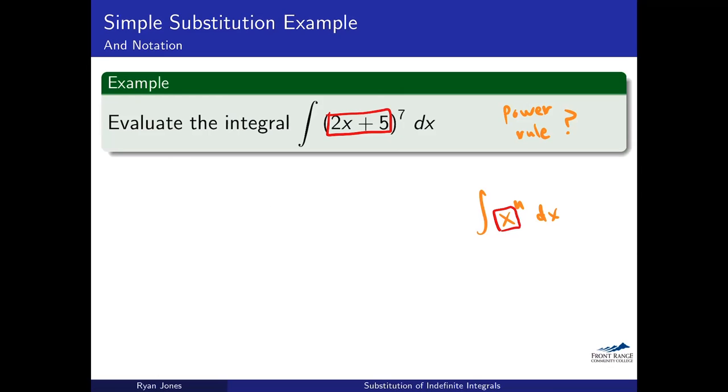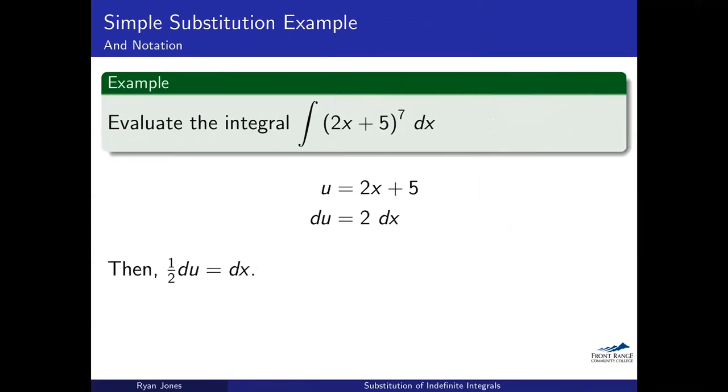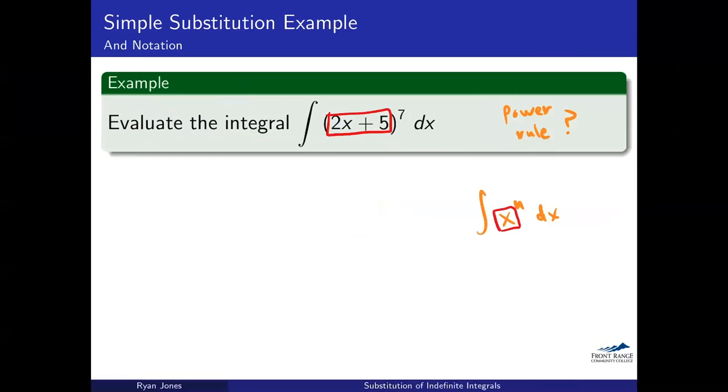So a lot of this notation is going to seem weird, but bear with me. We're going to do a handful of examples, so hopefully you'll get a little bit more comfortable with the notation. But the very first thing that we're going to do, and actually let's go ahead and just write this out. So I have the integral of (2x + 5)^7 dx.